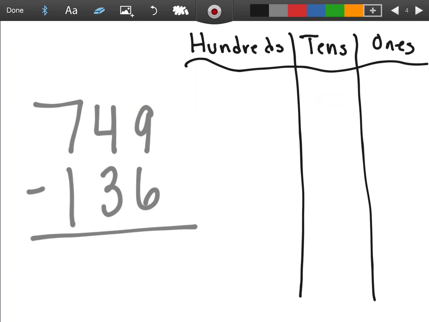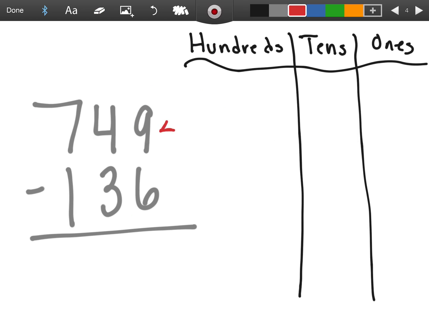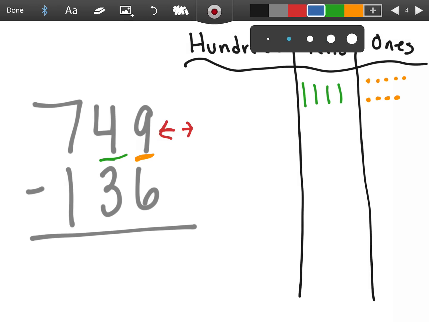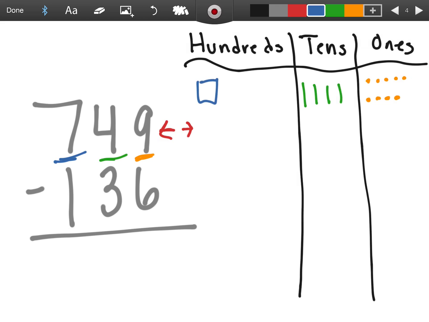So what I'm going to do is look at that top number first and draw it into our chart over here. So we're going to look at the ones place. We have 9 ones. We have 4 tens. And we have 7 hundreds.